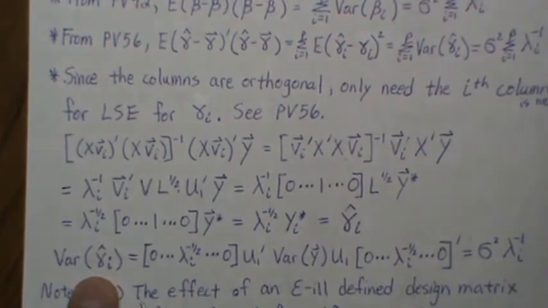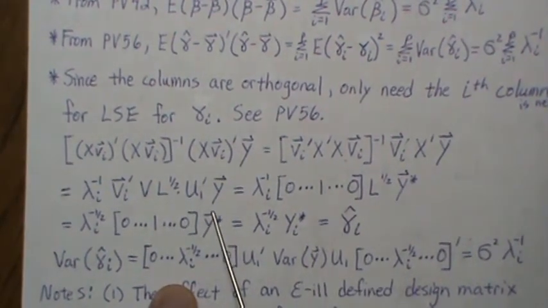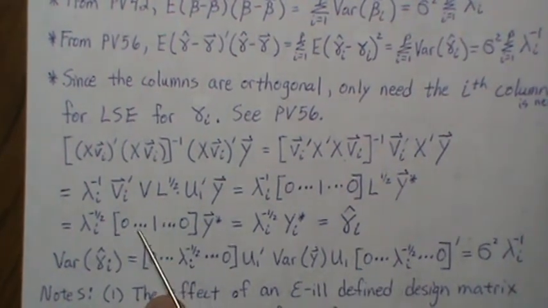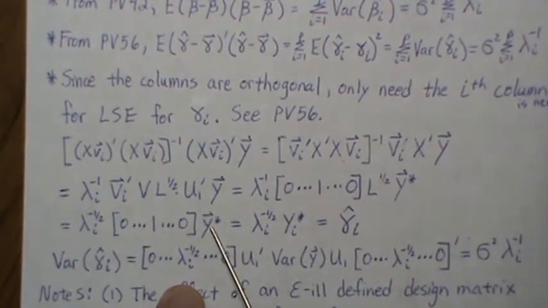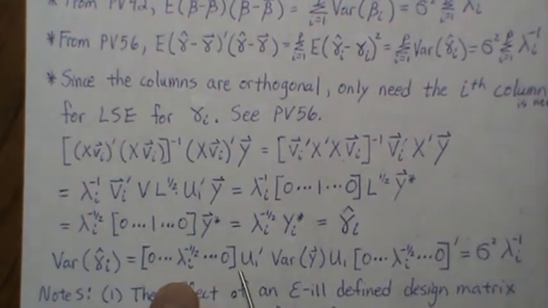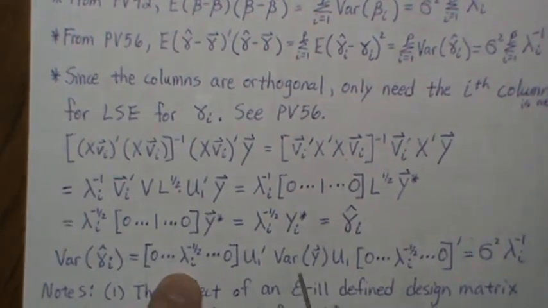So now the variance of our least squares estimate, we are going to use this one right here, but we're going to unpack yi star to be u1 prime y. So that's what this is here. We've multiplied that in to get this. Then it's the variance of y.